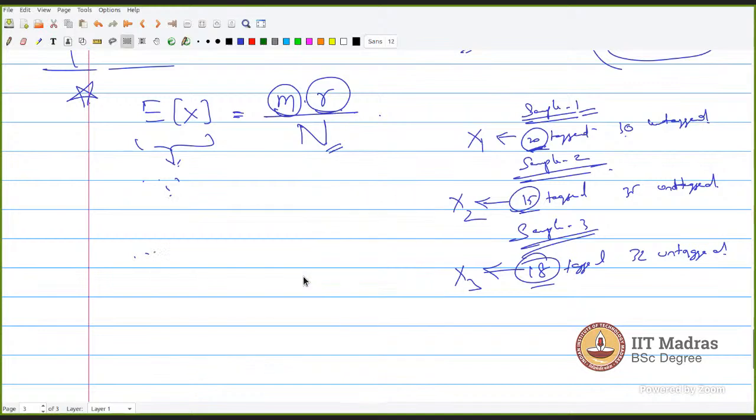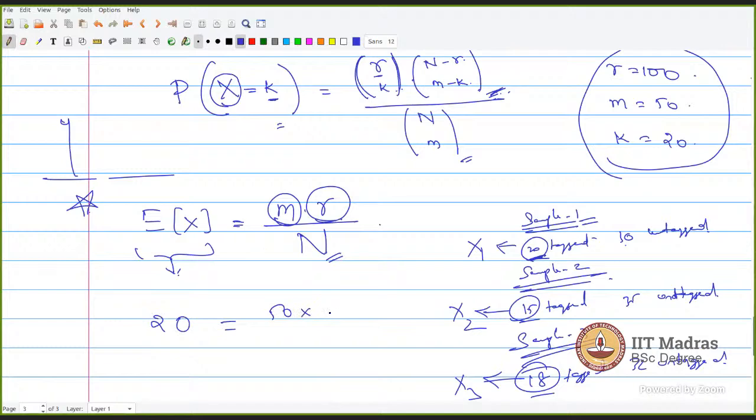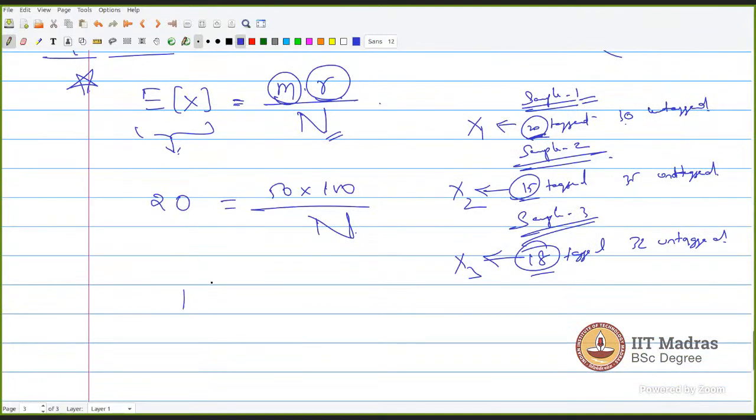See, the reason is that we consider only one sample, and out of this one sample we have only one value. The expected value of one value is the same value. So once you know this is 20, you take it equal to 20, and we know the other values. This is 50 and r is 100 divided by n. From here you will get the value of n. Even this is also an estimation. This is not the exact value of n. We just estimated that this will be equal to some 250.